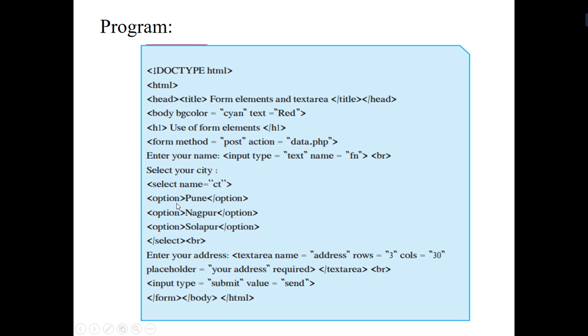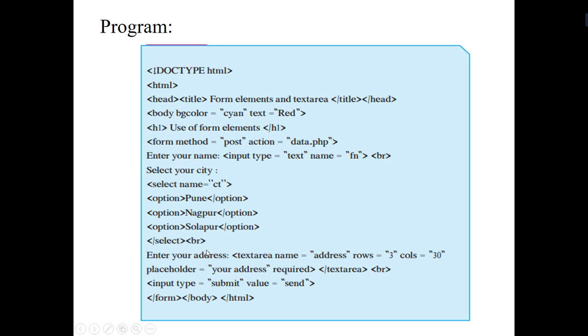So we have provided 3 different options. The first option tag is for Pune. Once your option is completed, the option tag which is open over here gets closed by using \option. Second is for Nagpur and third is for Solapur. Then your select tag is closed, that is, your drop down list is completed, and again we have used the BR tag, that is the break of line tag.